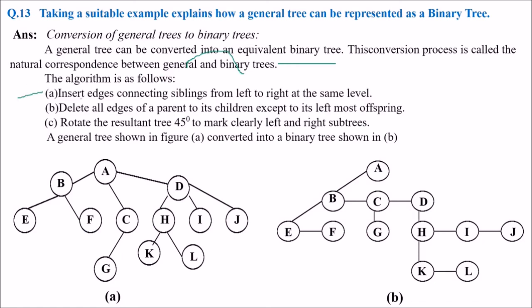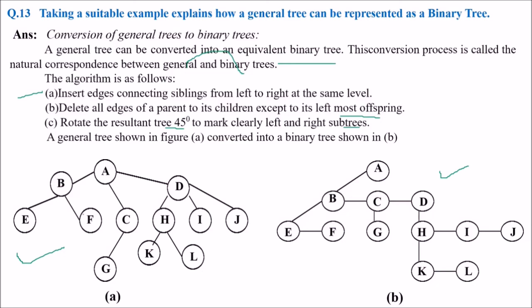So what is the algorithm? We insert edges connecting siblings from left to right at each level. We delete all edges of a parent to its children except its leftmost offspring. We rotate the resultant tree 45 degrees to make the left and right subtrees clear. So the general tree in figure A can be converted into the binary tree as shown here.